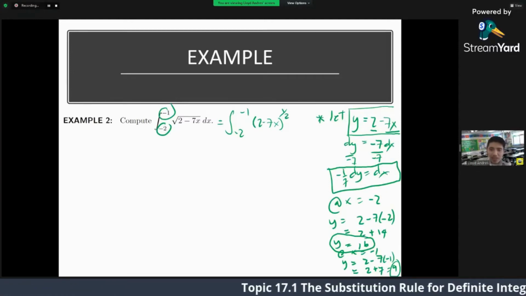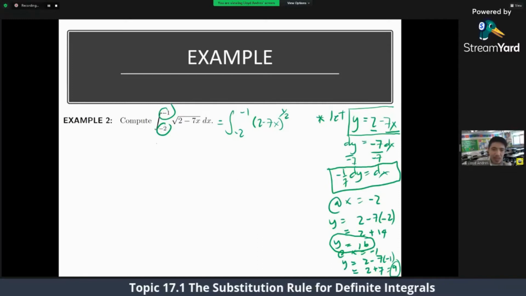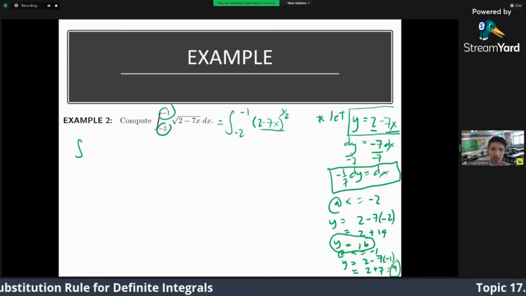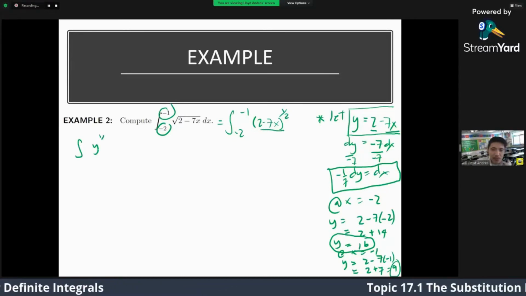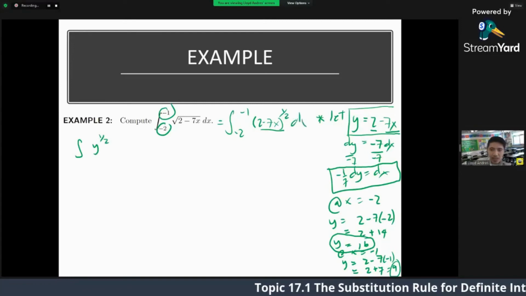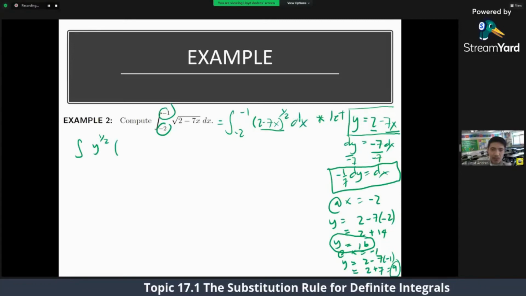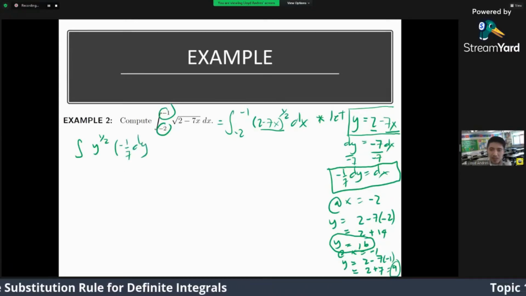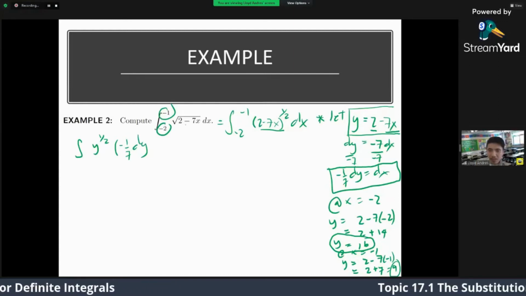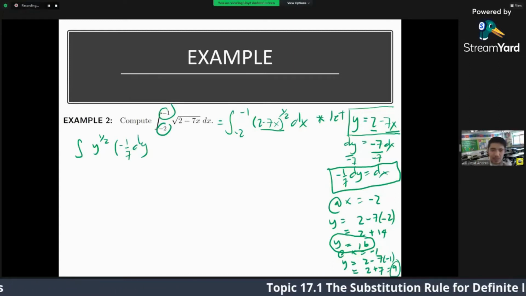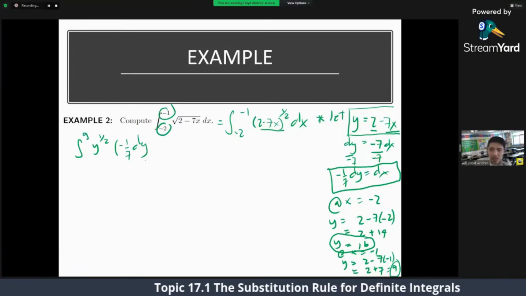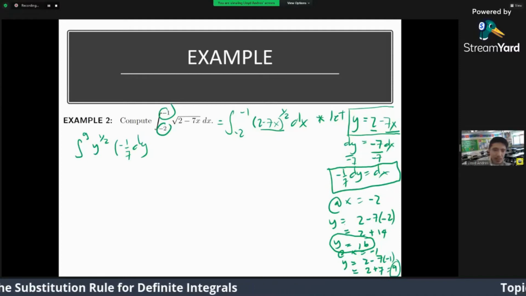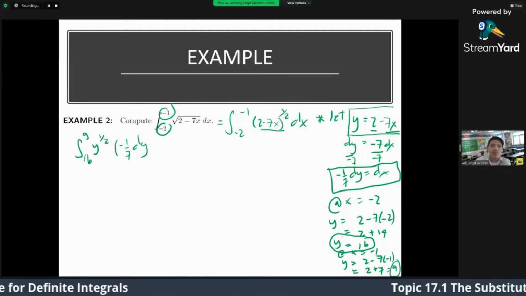So, therefore, we can now substitute. This becomes the integral of y raised to 1/2. By the way, the dx becomes negative 1 over 7 dy. And the upper limit becomes 9, since negative 1 gives 9. Then the lower limit, negative 2, gives 16.